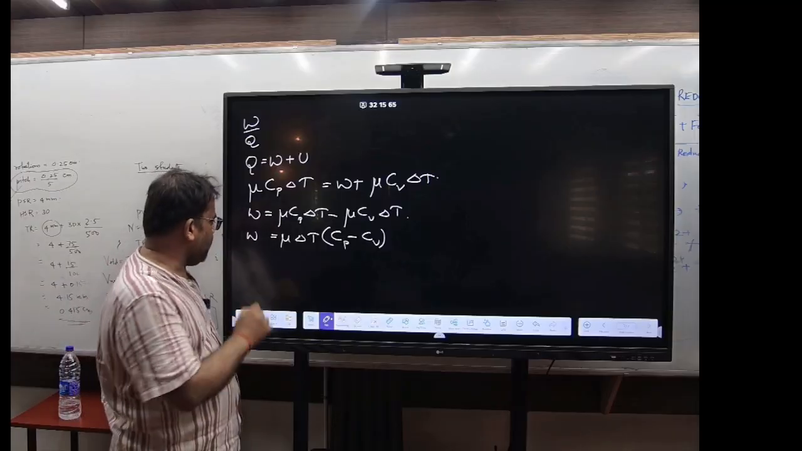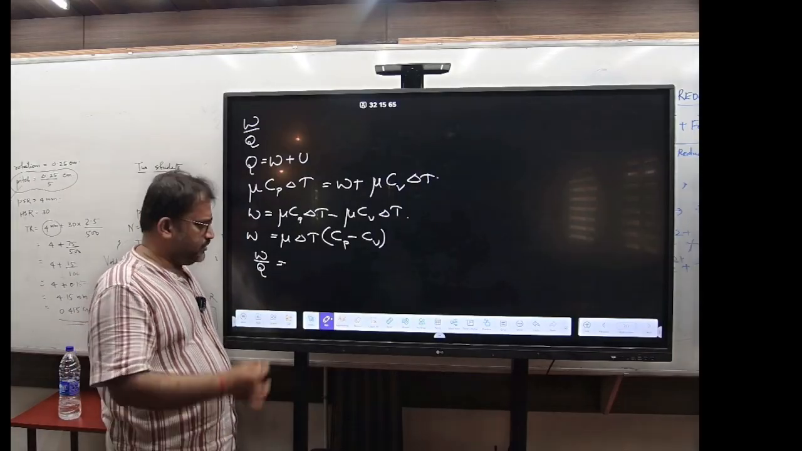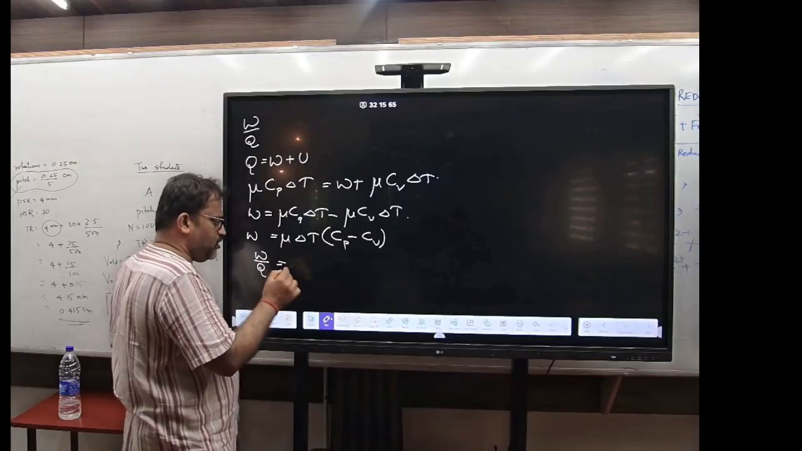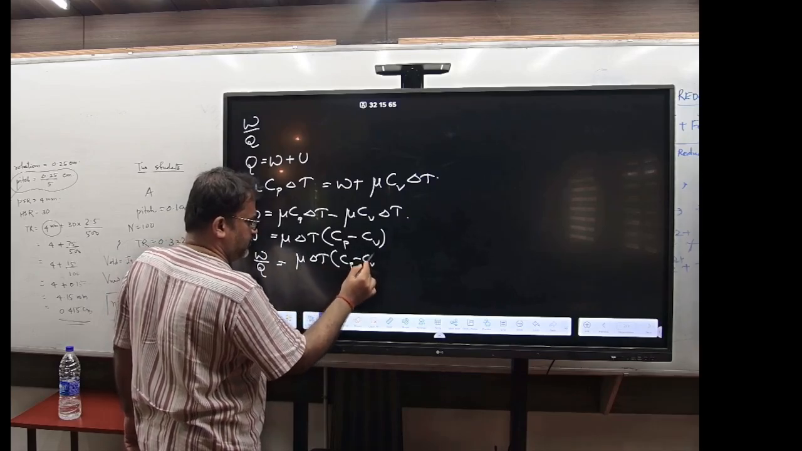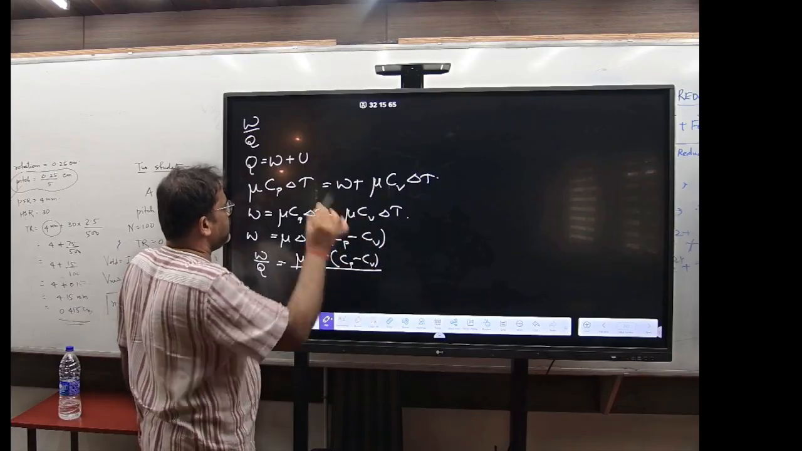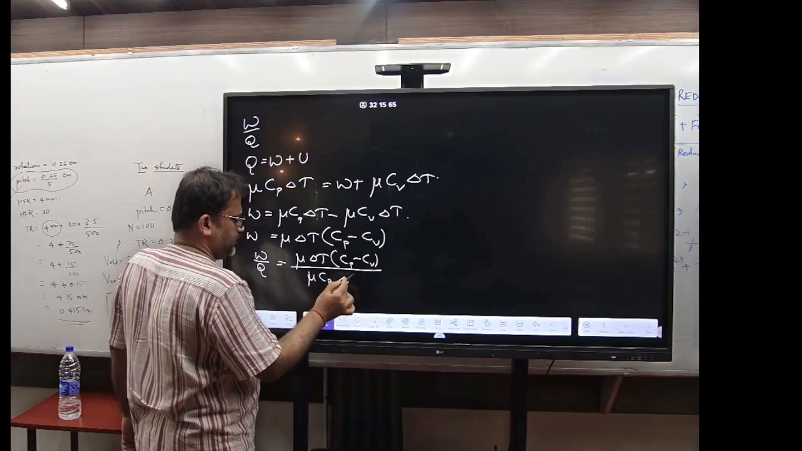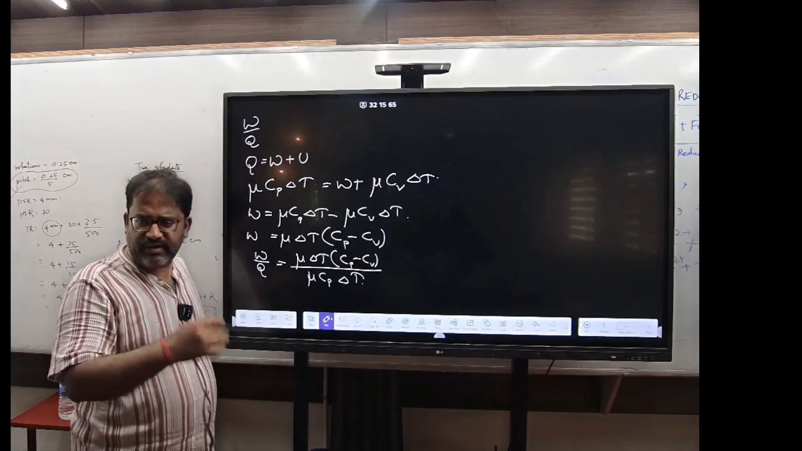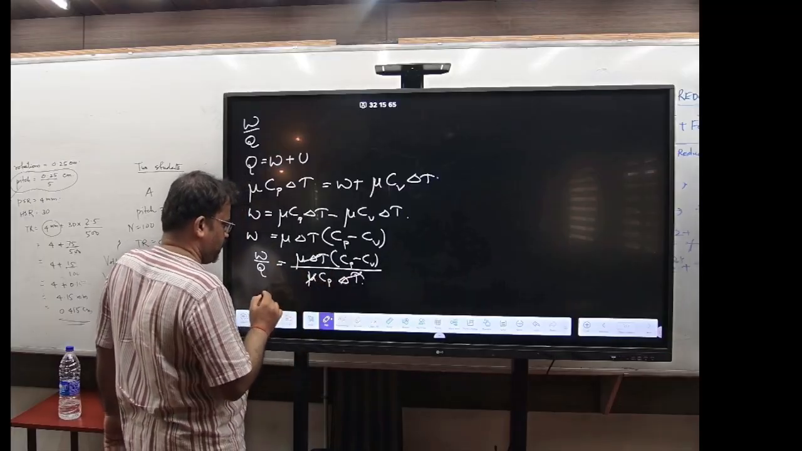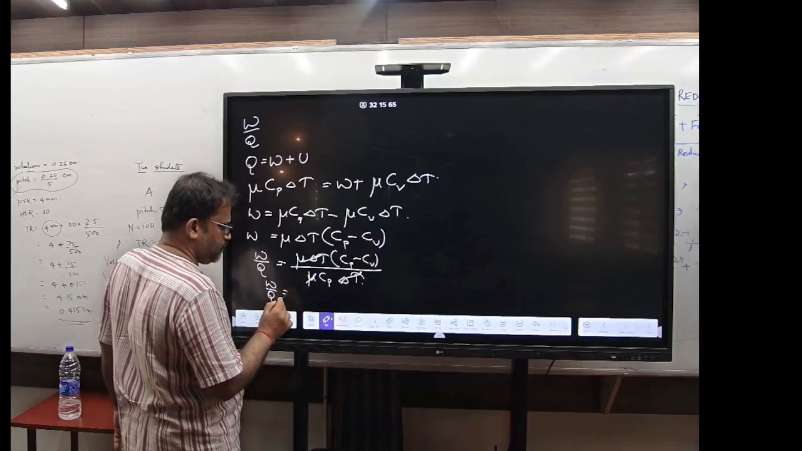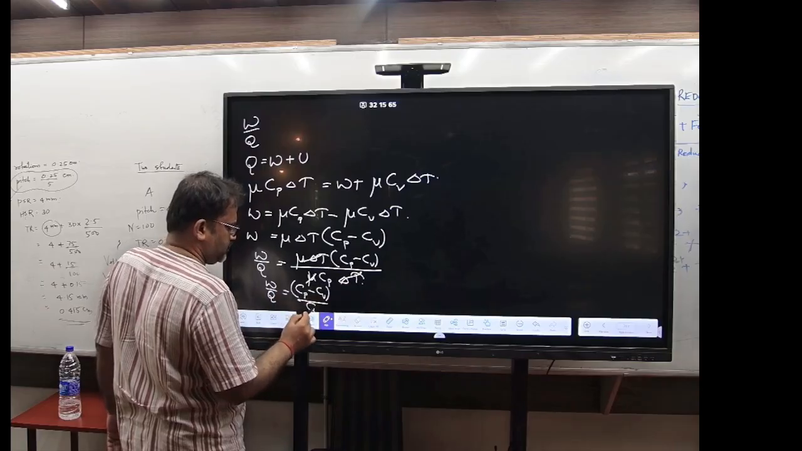But since we are finding out the fraction of work done, that is nothing but W by Q. So what is W now? Mu delta T in the bracket Cp minus Cv bracket close, divided by Q, which is mu Cp into delta T. Now what can we cancel off? Mu delta T can be cancelled off. Therefore, W by Q is equal to Cp minus Cv divided by Cp.